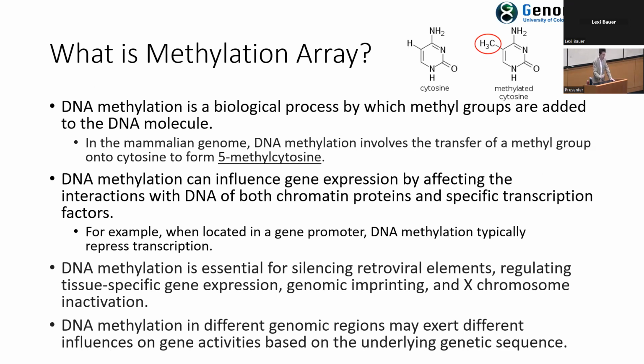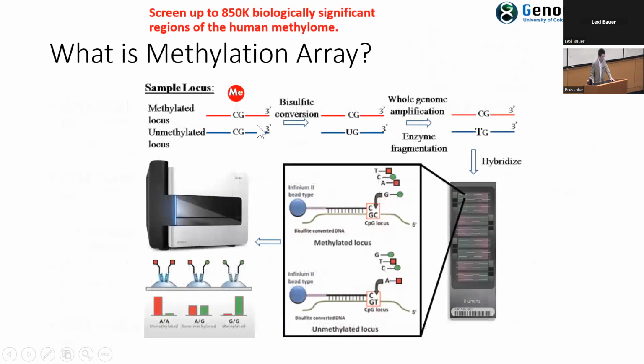DNA methylation is essential for silencing retroviral elements, regulating tissue-specific gene expression, genomic imprinting, and X chromosome inactivation. Essentially, DNA methylation in different genomic regions may exert different influence on gene activities based on the underlying genetic sequence. And as far as that last point goes, underlying genetic sequence, that's going to be really important because the magic ingredient in all of this is the array itself, which you kind of see in the lower right-hand corner.